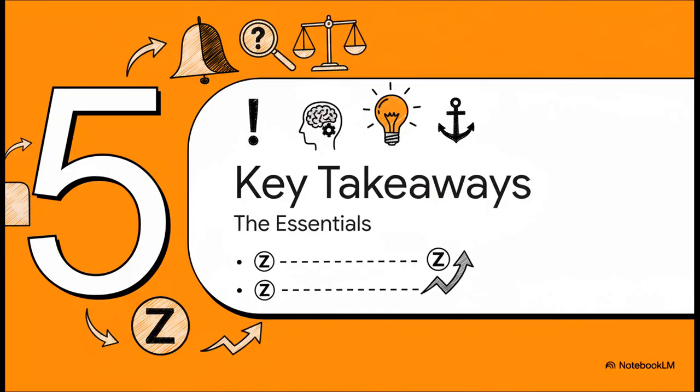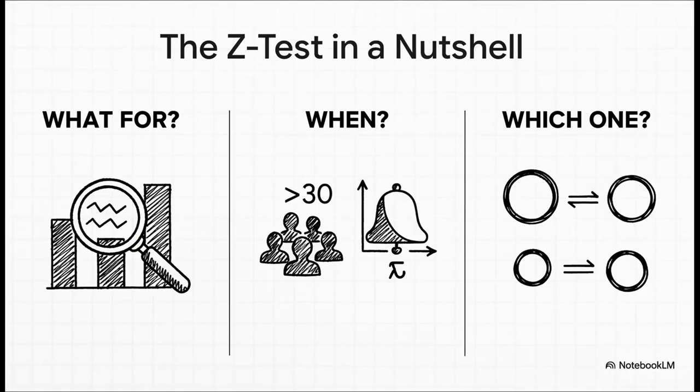We have covered a lot of ground, I know. So let's just pause for a second and boil it all down to the absolute must-know takeaways. If you remember nothing else from this, remember these three things. So here's the bottom line. What's a Z-test for? Simple. It's to check if a difference between averages is the real deal. When do you use it? Only when you have a big sample, more than 30, and you already know the standard deviation for the whole population. And finally, which one do you pick? Easy. A one-sample test for a sample versus a population, and a two-sample test for a sample versus another sample.